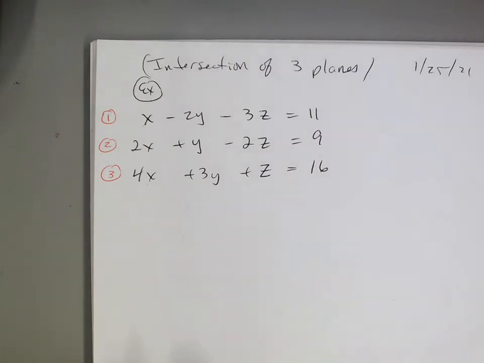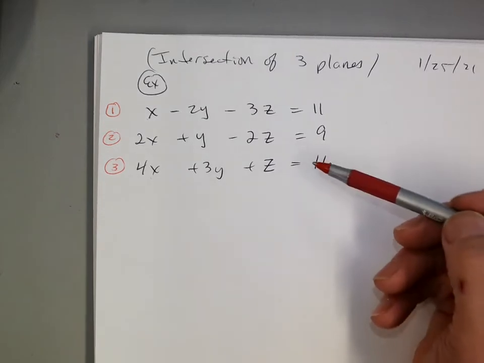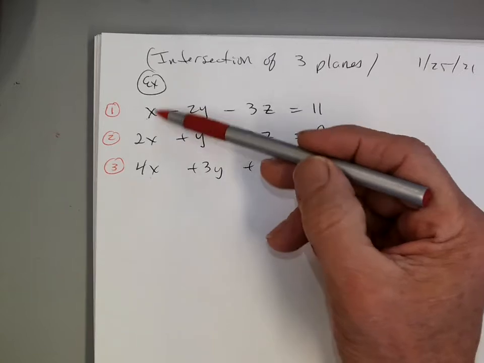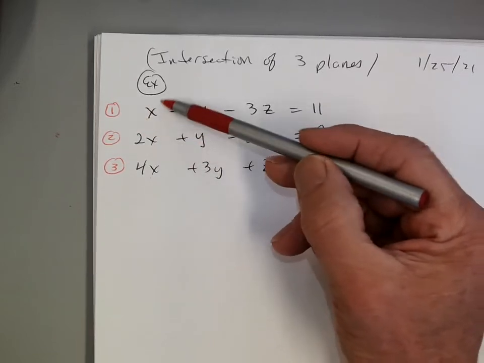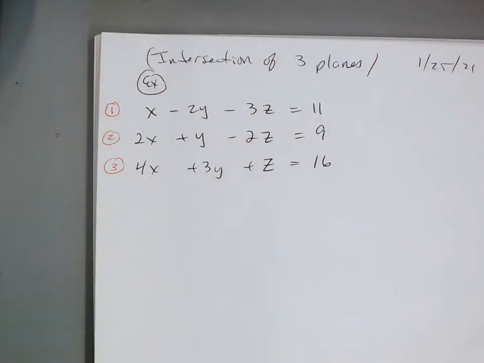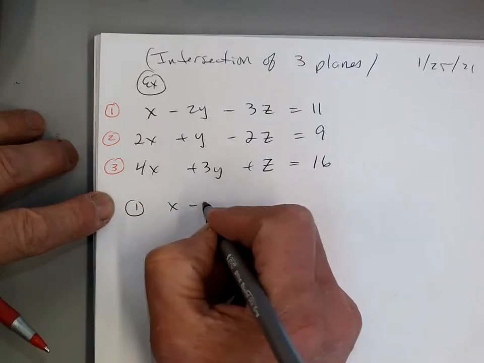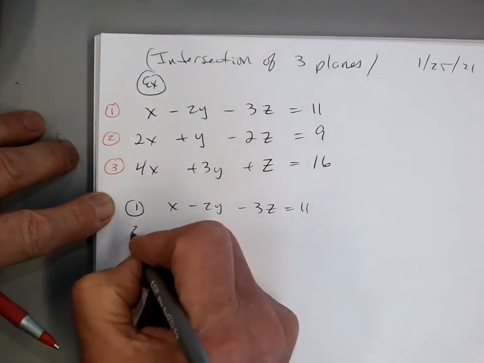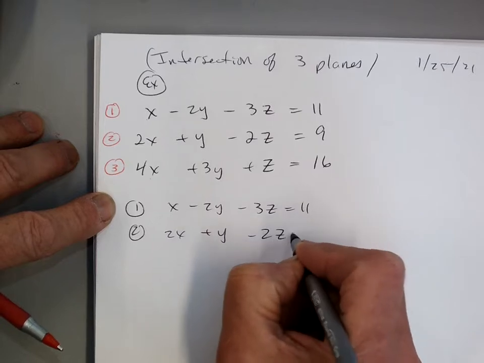And then I look at the three, and I ask myself, okay, I want to put two of them together and eliminate something, okay? So what if I put 1 and 2 together and try and eliminate x? So I'm going to rewrite equation 1, equation 2. Equation 1 is my x minus my 2y minus my 3z equals 11. And my equation 2 is 2x plus y minus 2z equals 9, okay?